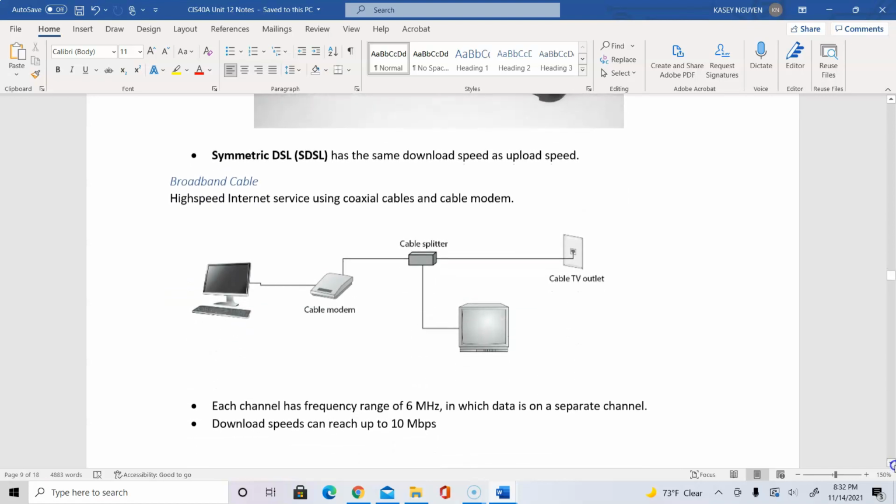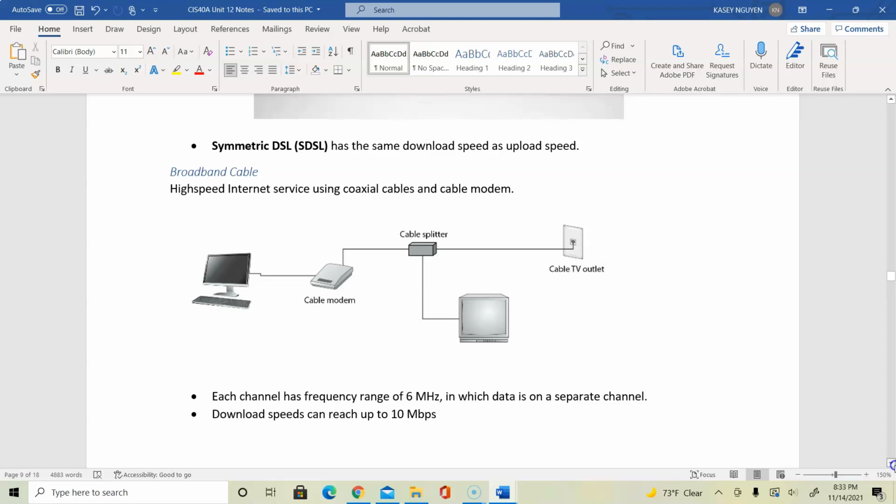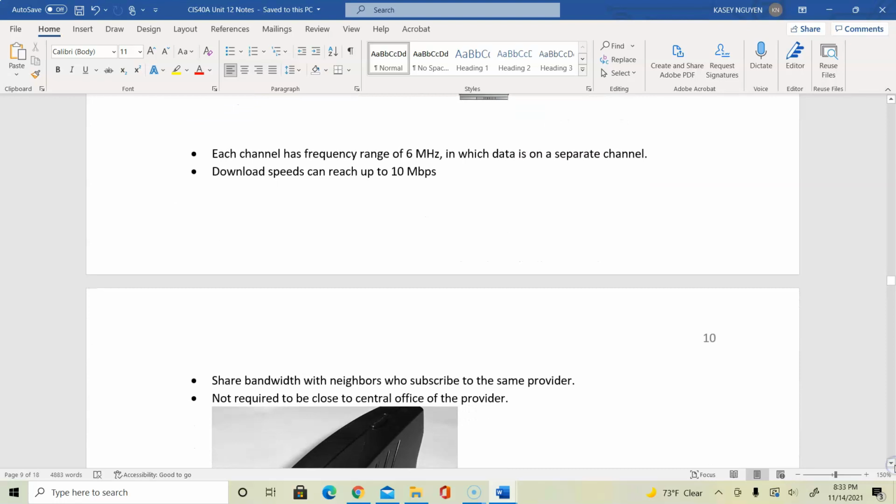Broadband cable is another way that we would connect to the high-speed internet service using coaxial cable and a cable modem. The cable modem would be connected to a cable splitter that would then be connected to your cable TV outlet. Each channel has a frequency range of 6 megahertz, and in that, data is separated on each channel. The download speed can reach up to 10 megabit per second. So as you can see, it's slightly higher than DSL.